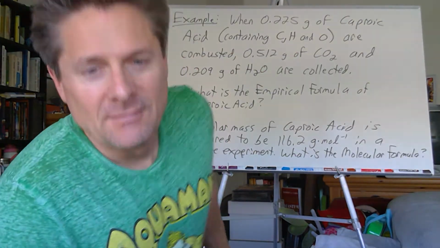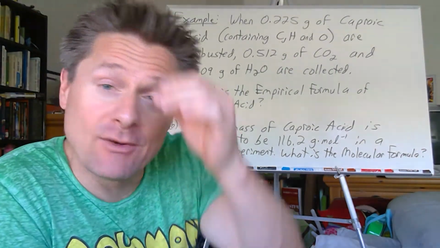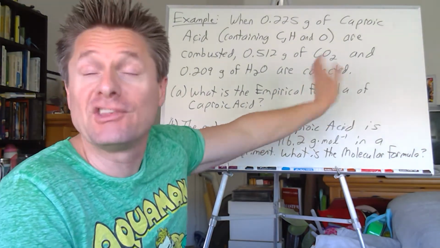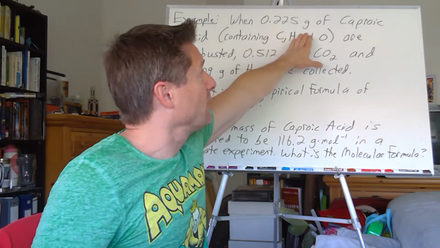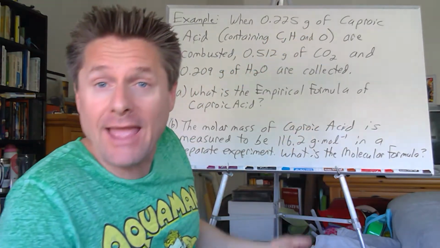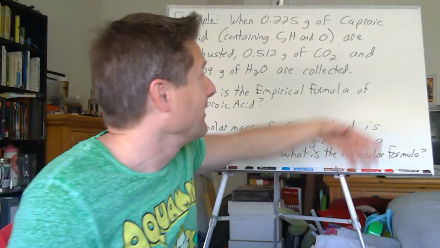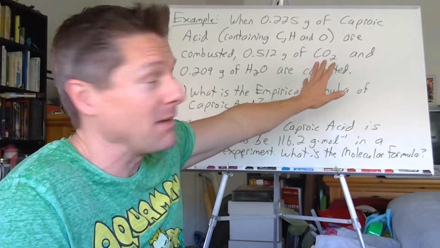Real life stuff. This is a lot of information, gang. Combustion analysis problems are easy to recognize because you'll see combustion or CO2 mass, that kind of stuff. So let's say we have a 0.225 gram sample of caproic acid. Now, if you happen to know the formula for that, Merry Christmas. I'm assuming you don't, because that's an old common name, so you're not going to get the formula from that unless you memorize it.